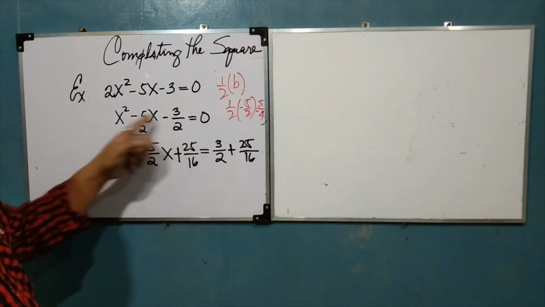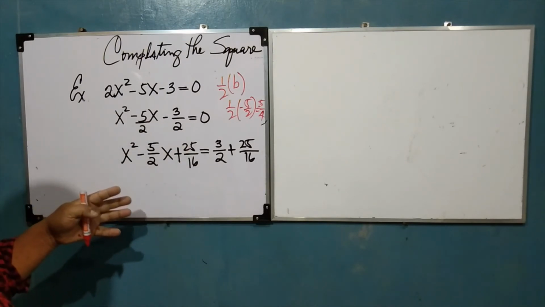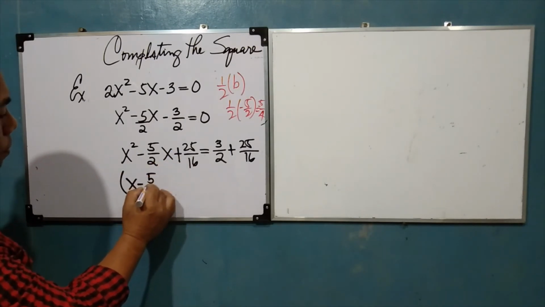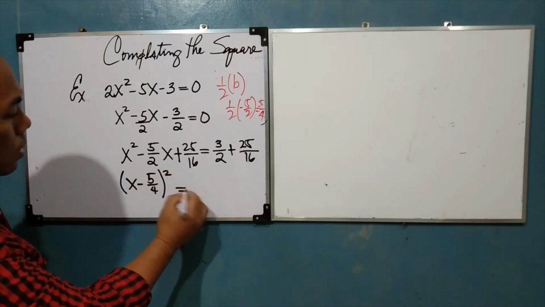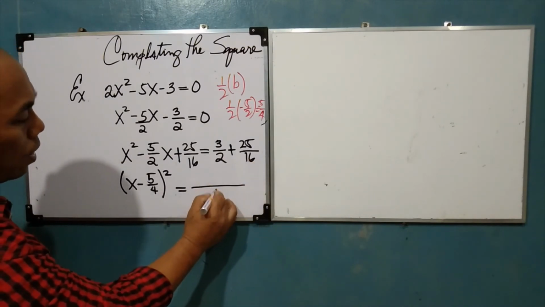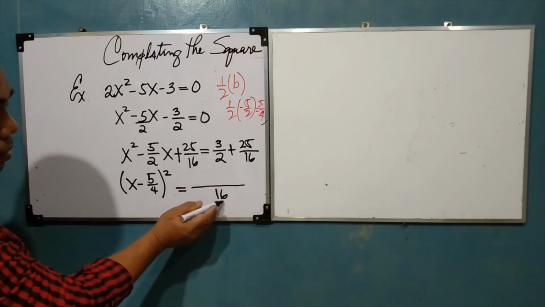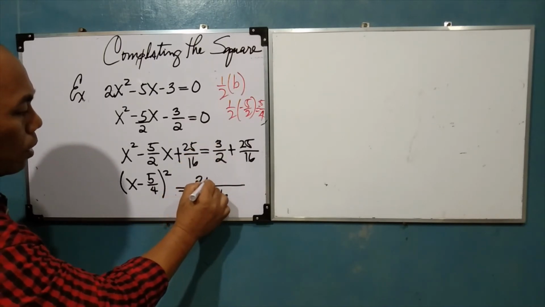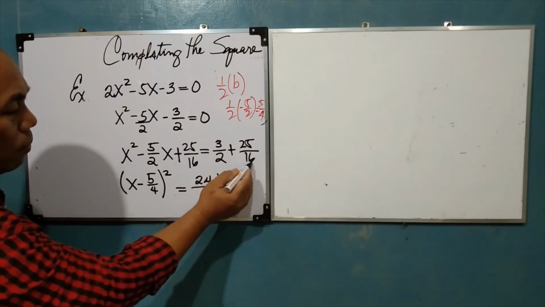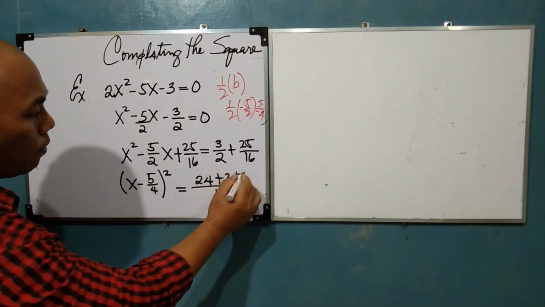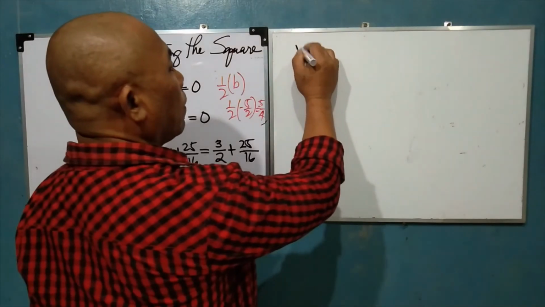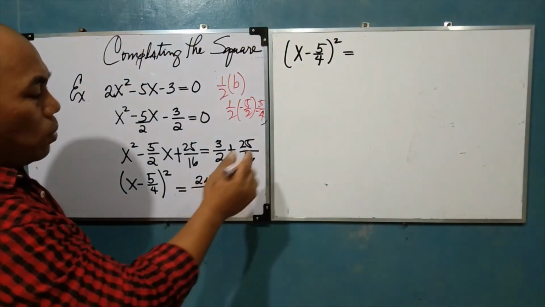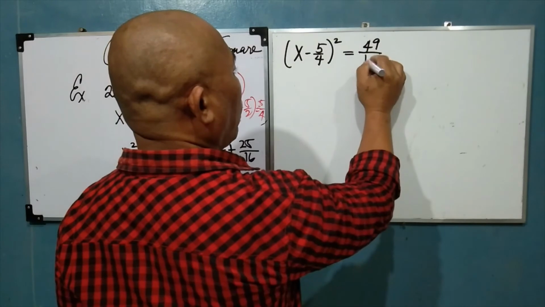Okay? So our left side is now a perfect square trinomial. So you can express this as the square of a binomial. So you will simply have x minus, then the square root of that one is 5 over 4, then second power equals, then this, you get the sum. So they have the common denominator, which is 16, because this is a factor of 16. So 16 divided by 2, that is 8 times 3, that is equal to 24, plus 16 divided by 16, that is 1 times 25, 25. So what do we get here? So we have x minus 5 over 4 squared equals 24 plus 25, that is equal to 49 over 16.